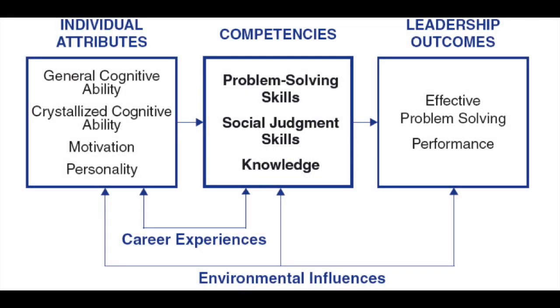In this diagram, the skills approach you see on the left side describes individual attributes. And these individual attributes lead to competencies, such as problem solving, social judgment, and knowledge. And with these competencies, it can lead to effective leadership outcomes, such as performance and effective problem solving. And all of these are influenced by career experiences and environmental factors.